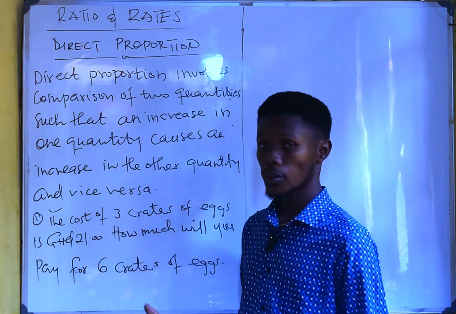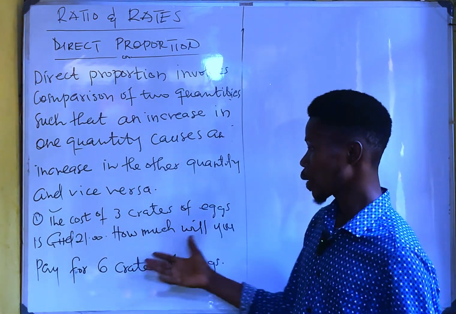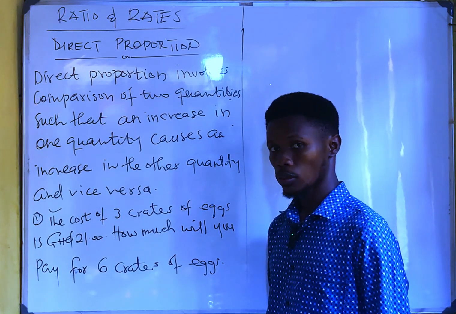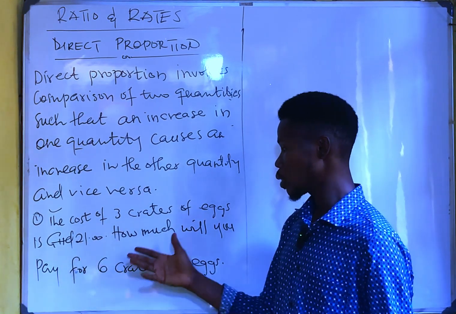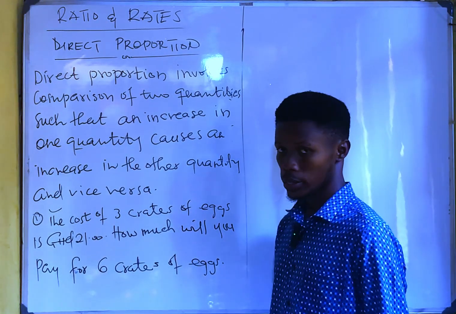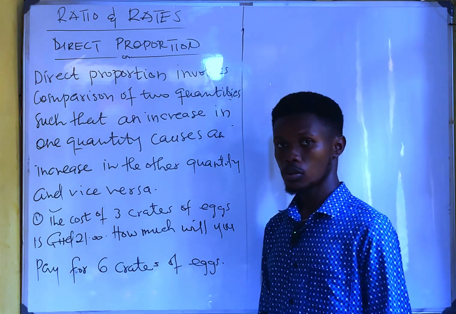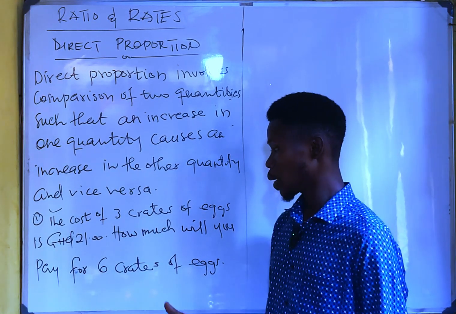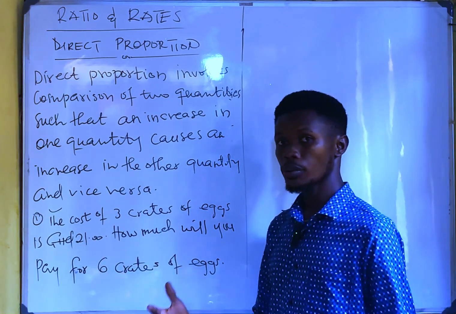The cost of 3 crates of X is 21 Ghana cedis. So if you have 3 crates of X, it costs 21 Ghana cedis. How much will you pay for 6 crates of X? Is that okay? How much are you going to pay for 6 crates of X? So that is what we mean by this. So let's see how we solve them.